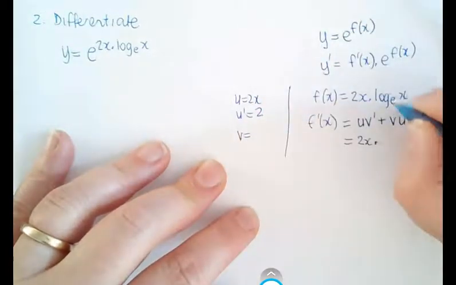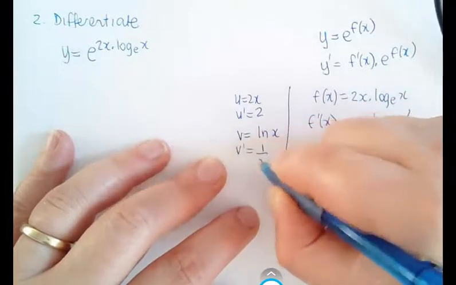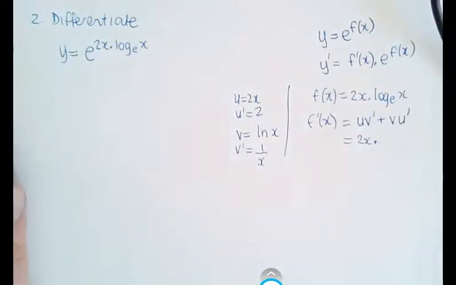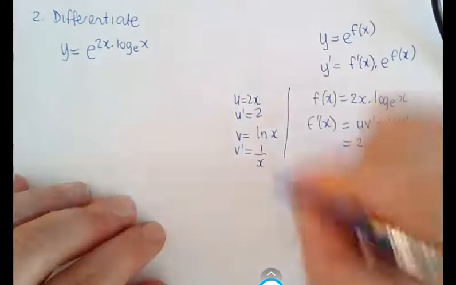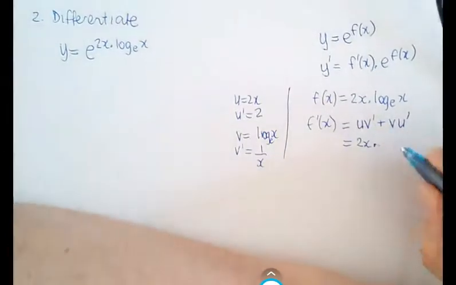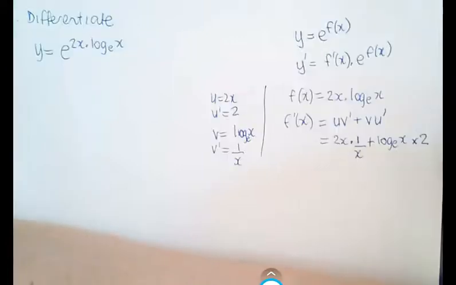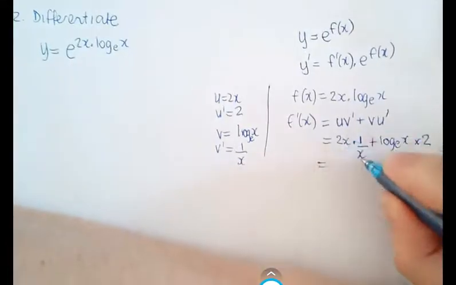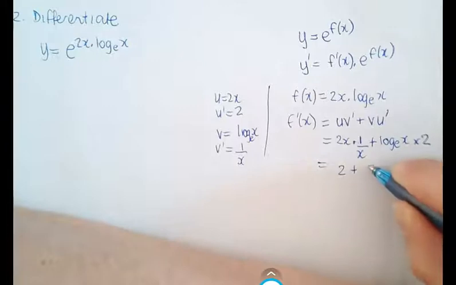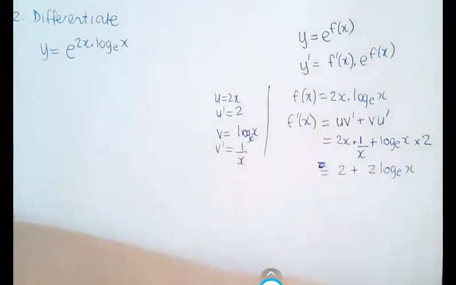Your v is log to the base e of x, or just ln x, and your v dash is 1 on x. Okay, so just being careful with that. Look, I'll write log to the base e of x, that's fine. So u times v dash, so that's 2x times 1 on x, plus v, which is log to the base e of x, times u dash, which is 2. Now simplifying this, the x's cancel, and I've got 2 plus 2 log to the base e of x. So that is my derivative.